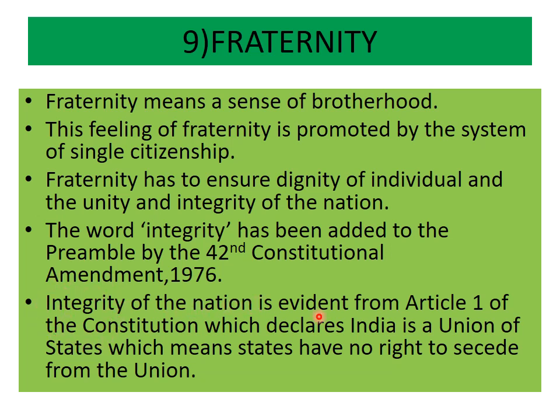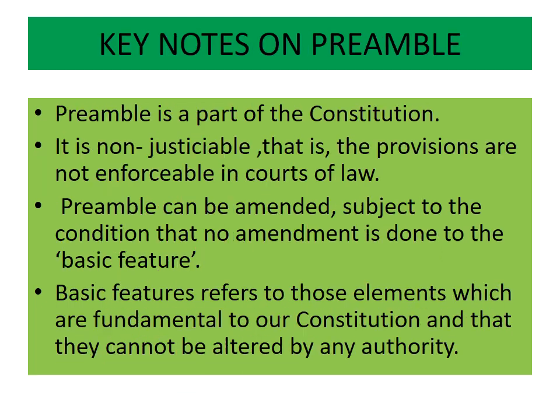How is it ensured? Article 1 of the Indian Constitution says that India is a union of states. So India now is a union of 29 states, and states have no right to secede from the union. So the territorial integrity is maintained. The borders of states can obviously change, but no state has the right to leave the territory of the union. So fraternity means a sense of brotherhood.